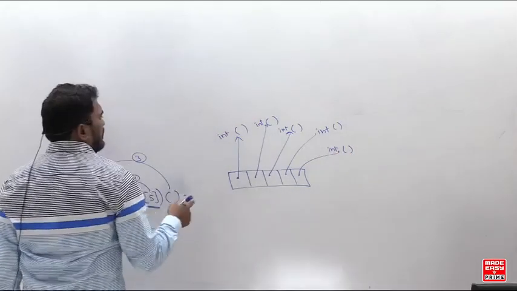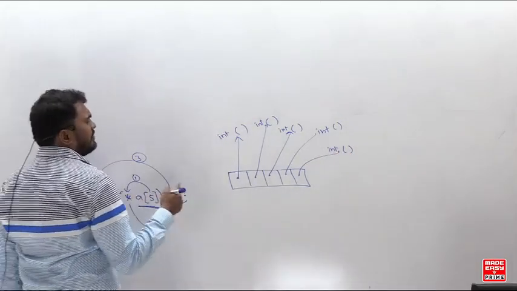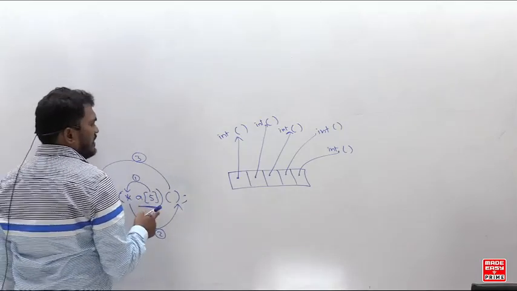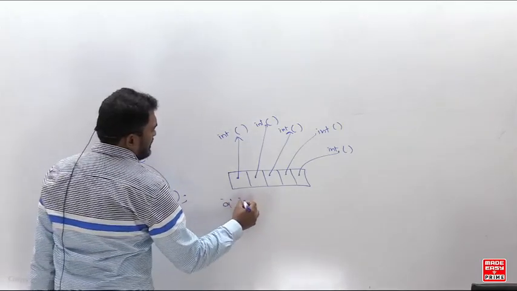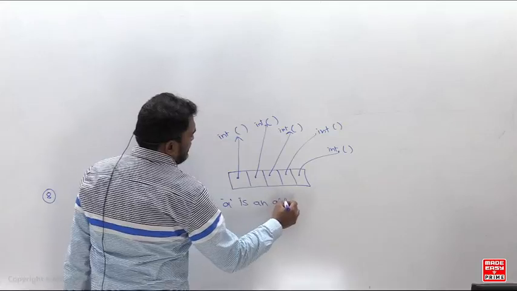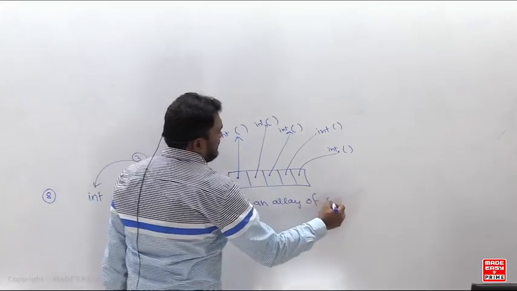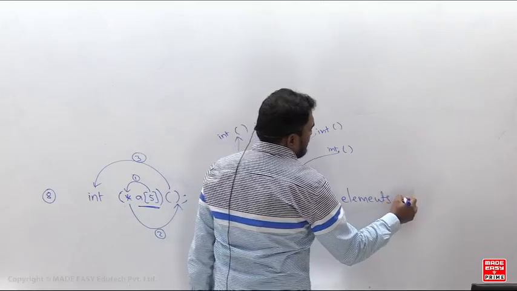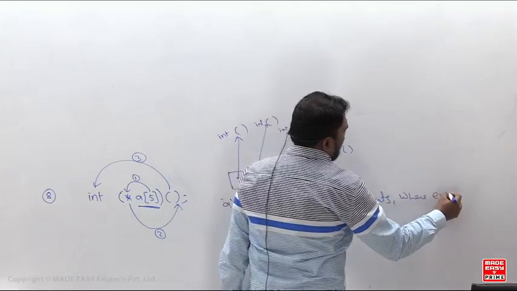Okay, this is the diagram, just a rough idea. No need of everything, no need of diagram, just a rough idea. So just note down. A is an array of 5 elements. A is an array of 5 elements where every element is what?